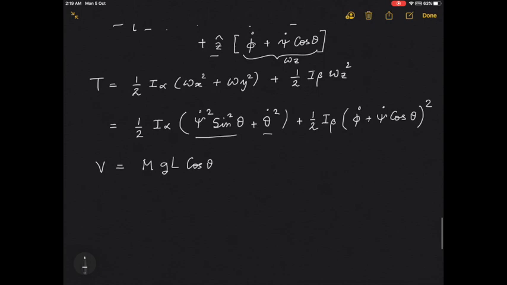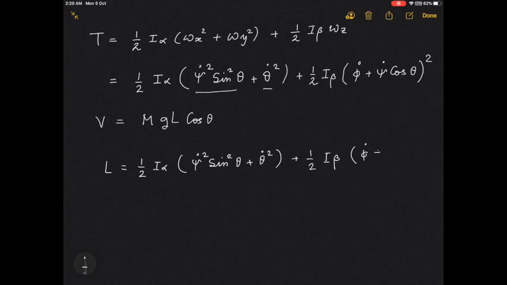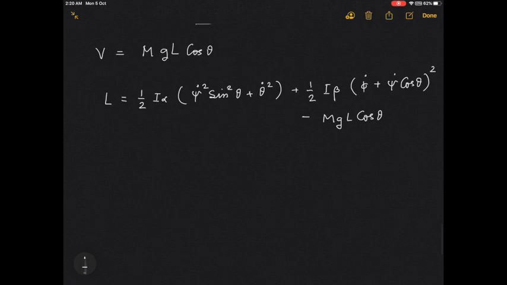So you can write down the Lagrangian, which is half I alpha times psi dot square sine square theta plus theta dot square, plus half I beta times phi dot plus chi dot cos theta, whole square, minus the potential energy M g L cos theta. What do you see? Immediately, as we promised, L is cyclic. There is no explicit chi dependence, no explicit phi dependence. So I can immediately write P phi, which is a constant.